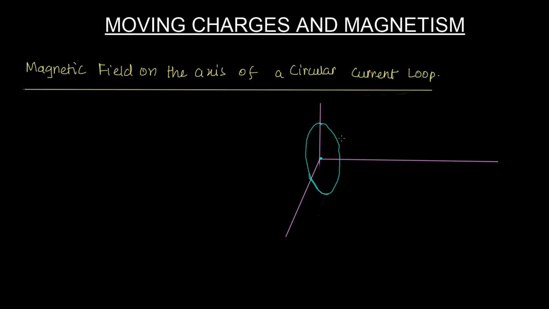And what do we mean by axis? By axis, we mean the line that passes through the center of the coil and perpendicular to the plane of the coil. So this is a coil with the current. This arm is towards us, and this is away from us, and this is carrying a current I. And the distance from here to here is say x. Let the radius of the coil be r.